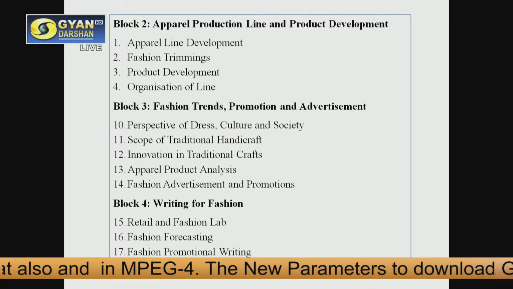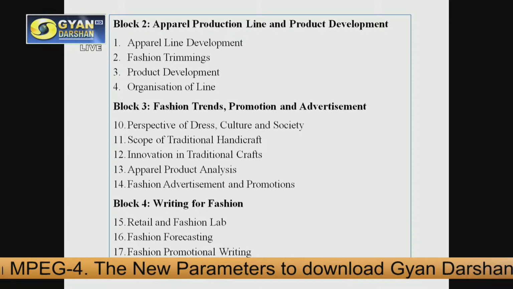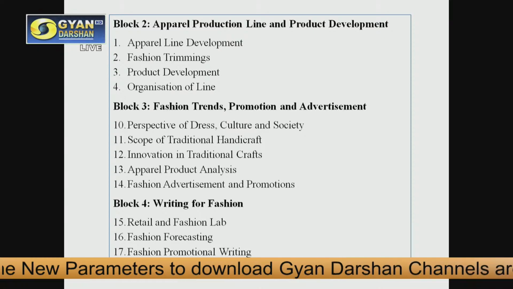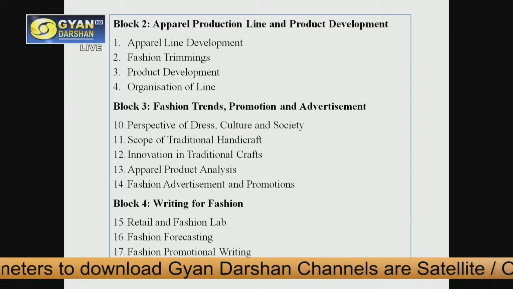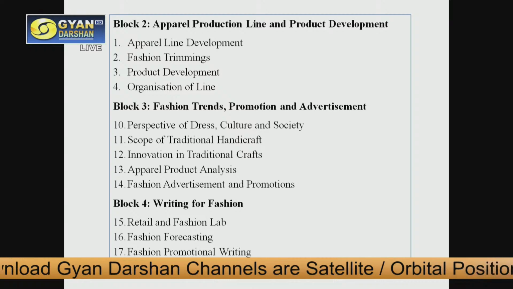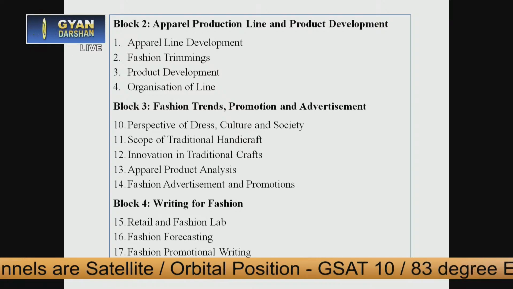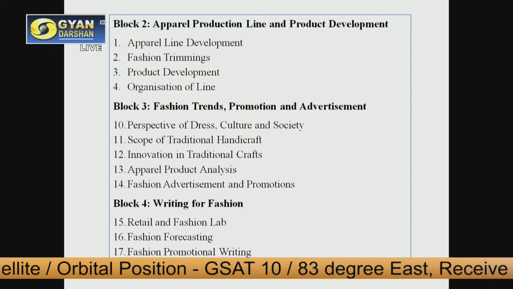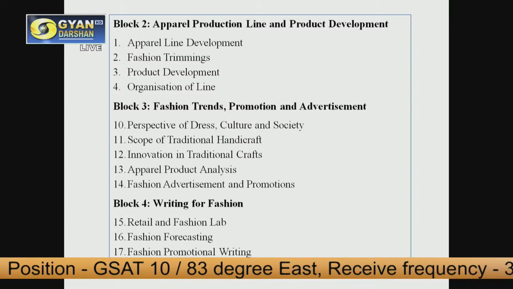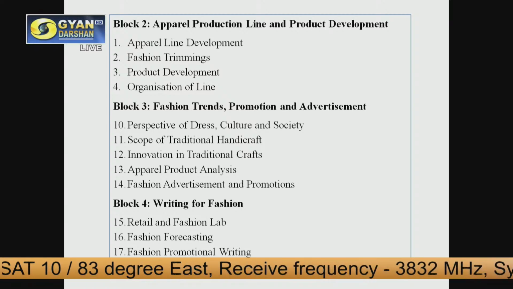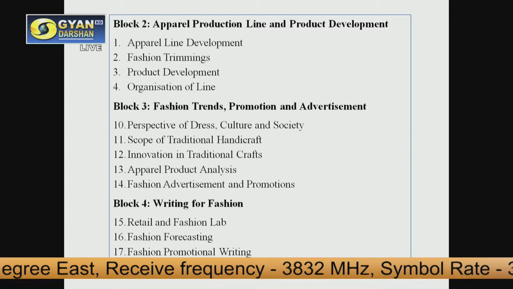And the last block of this course is Block 4, which is Writing for Fashion, in which you have to study 4 units: Retail and Fashion Lab, Unit 16 is Fashion Forecasting, Unit 17 is Fashion Promotional Writing, and the last unit, Unit 18, is Global Sourcing and Merchandising. So learners, all these 18 units you have to study in this Course 6, Textile and Fashion Retailing.